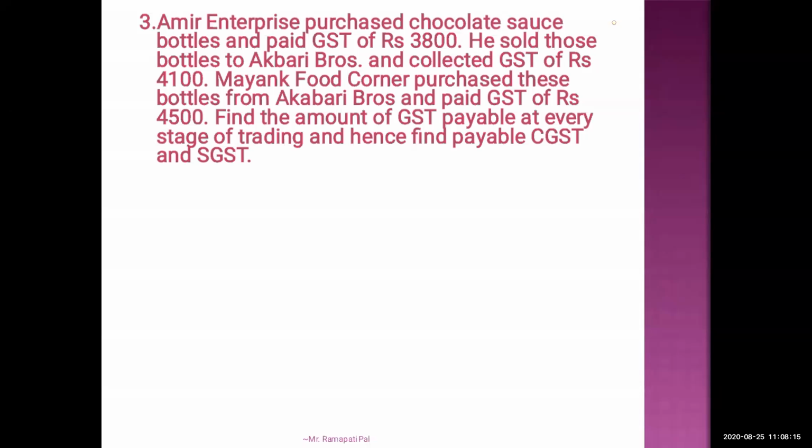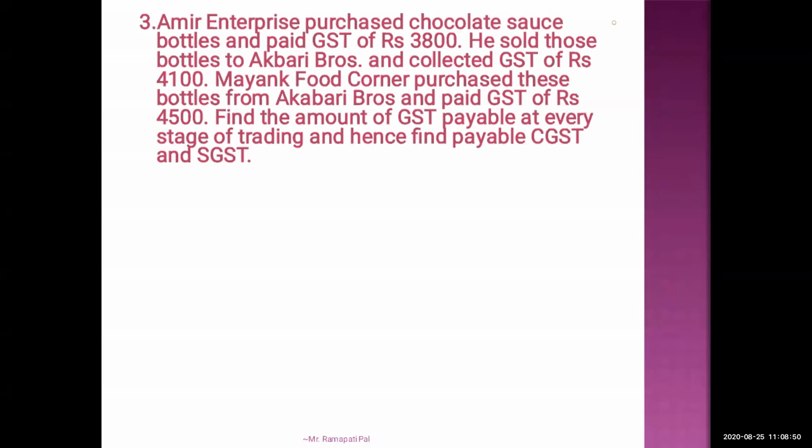He sold those bottles to Akbari Brothers and collected GST of rupees 4,100. So what is the 4,100 rupees? That is the output tax. So what will be the GST payable by Amir Enterprises? Okay, good. So it is a simple question. Correct? Now you understood, I think. Everyone.